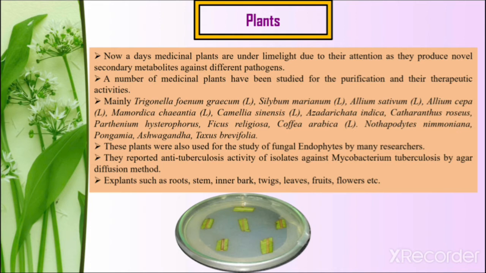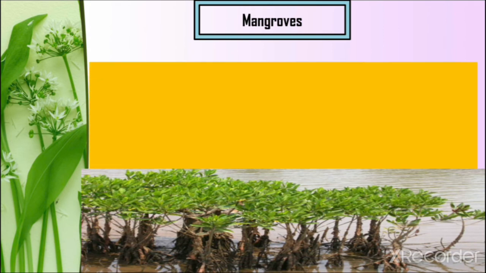Now see, plants are very important and they are in the limelight due to their medicinal properties, and that's why many researchers have worked on different plants for the isolation of endophytes, which may be endophytic fungi or endophytic bacteria. They have proved that these bacteria or fungi, that is endophytes, are very important from the view of therapeutic applications, and mainly explants such as roots, stem, inner bark, twigs, leaves, fruits and flowers are used for the isolation. Next is the mangroves.